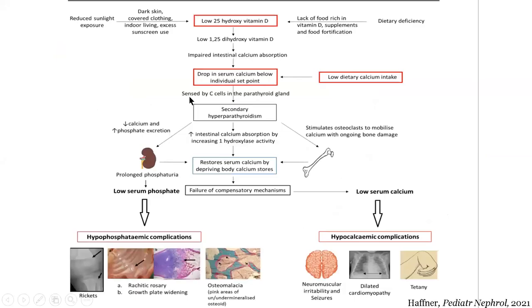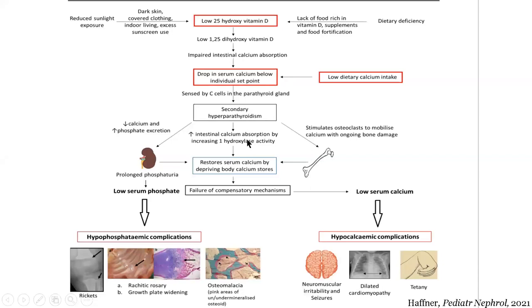So coming to the pathophysiology per se, when there are low levels of vitamin D, leading to low levels of the active form, that is calcitriol, it will lead to impaired intestinal calcium absorption. So when there's a drop in the calcium set point in the serum, it leads to secondary hyperparathyroidism.